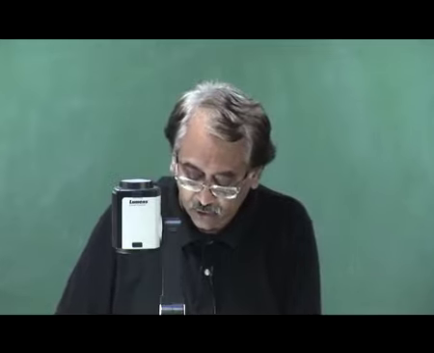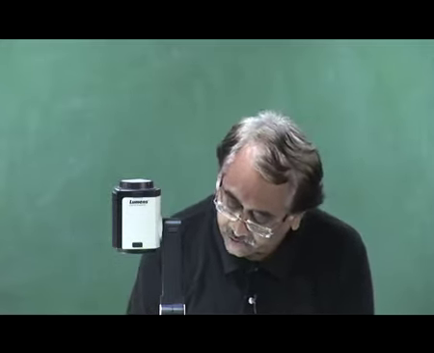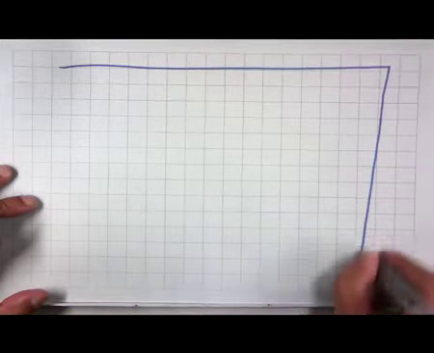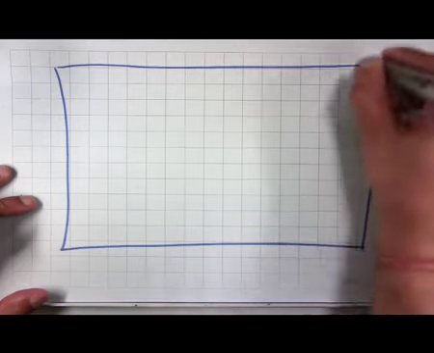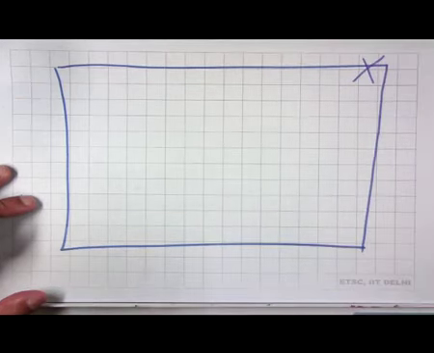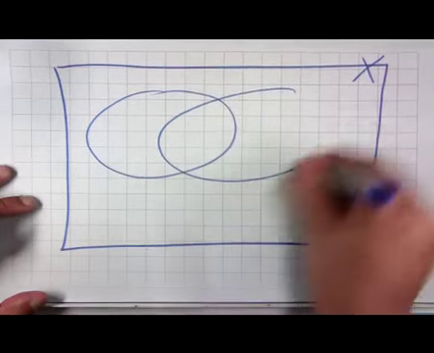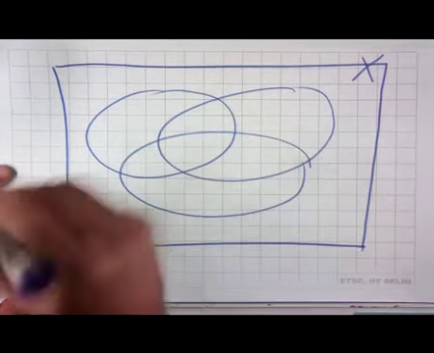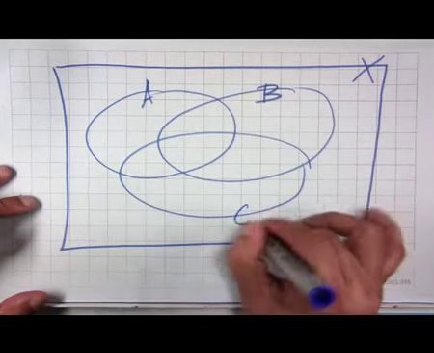Let's look at one more version of this, the version with 3 sets. The pictures become a little more complicated. Let me first draw my universal set and enclose it in a rectangle as I did before. Now let me draw my 3 sets represented by 3 ovals or 3 circles and call them A, B, and C.